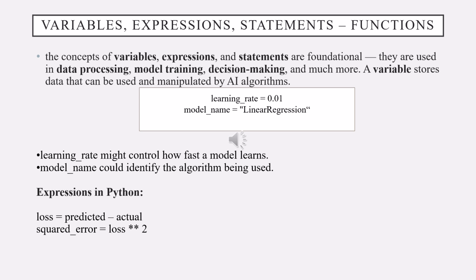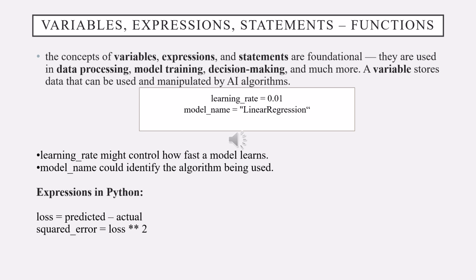The next topic of unit 2 is variables, expressions and statements. The concepts of variables, expressions and statements are foundational; they are used in data processing, model training and decision making, so we are going to use all of these in Python here. A variable stores data that can be used to manipulate an AI algorithm. For example, the learning rate of the AI and the model name, which is linear regression. Learning rate is a variable with the value 0.01.